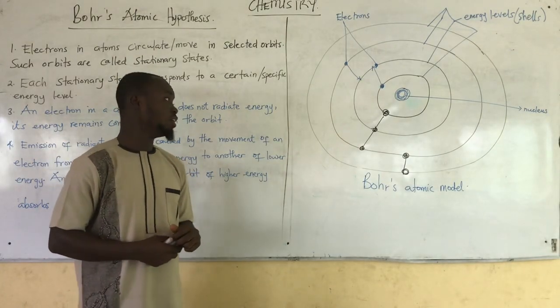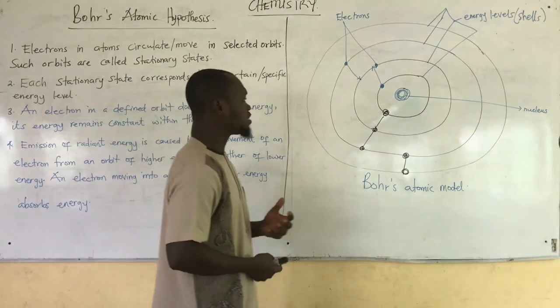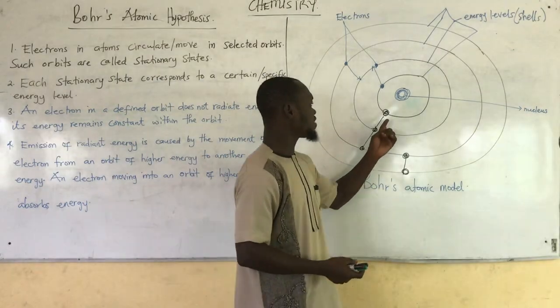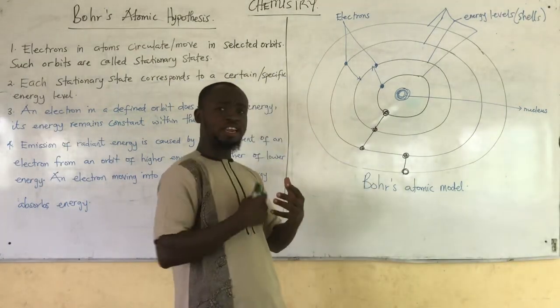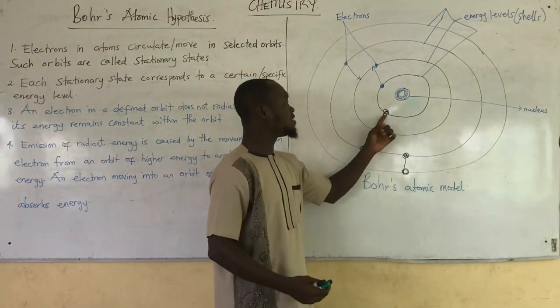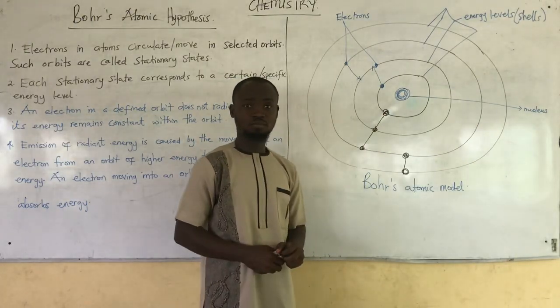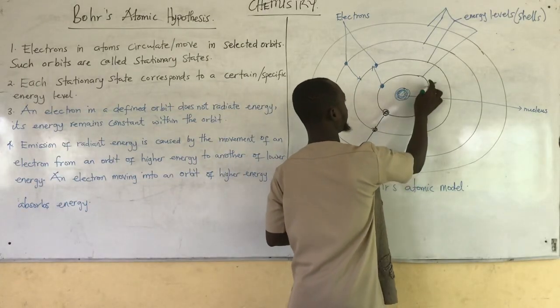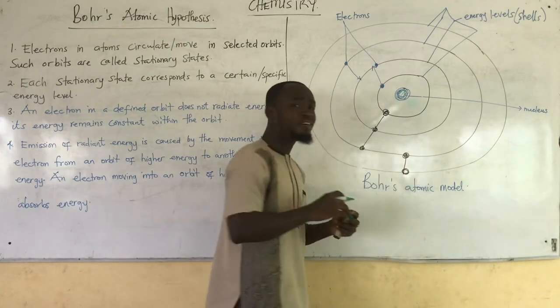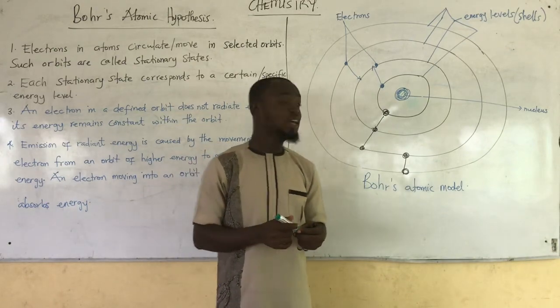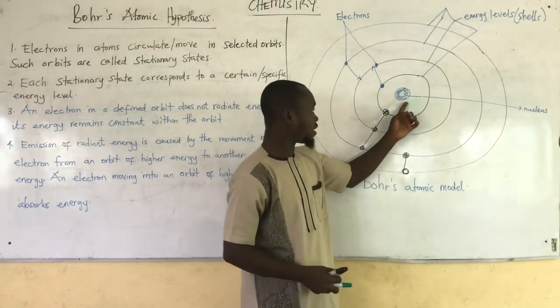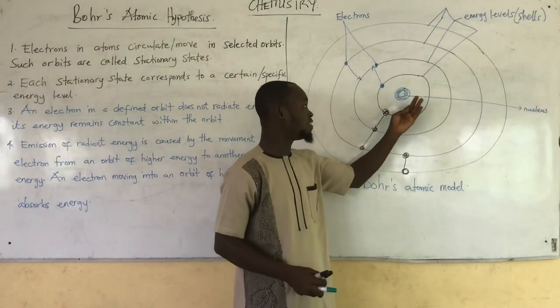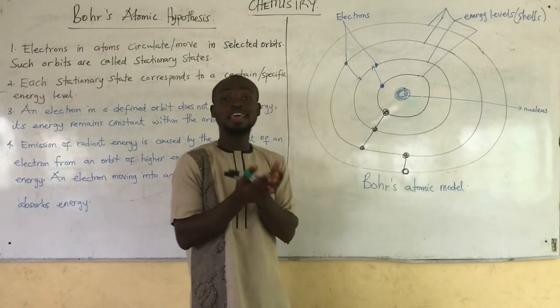With an electron transition, once an electron is excited and absorbs energy, it can transit from one energy level to another energy level. The energy level closest to the nucleus is called the ground state energy level, and it has the lowest energy.